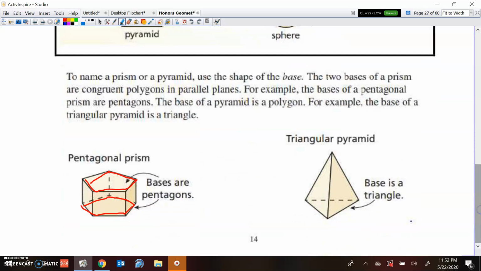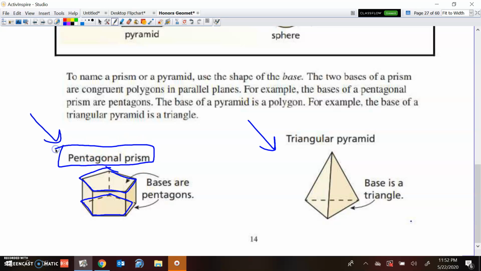Okay? All right, so when we classify polyhedra, specifically prisms and pyramids, we reference their bases. Okay, so in a prism, we have two bases, and they are going to fall in parallel planes, and they are going to be congruent. So in this case, both of my bases are pentagons, so this is considered a pentagonal prism. And the next one is a pyramid, so there's only one base, and that base is a triangle, so it's considered a triangular pyramid. Okay?